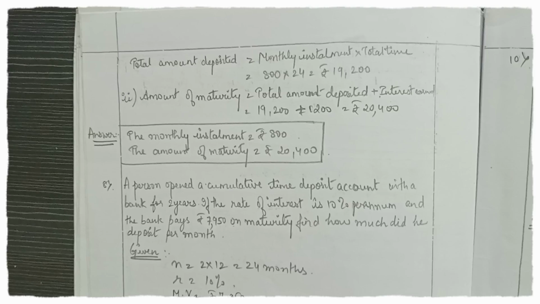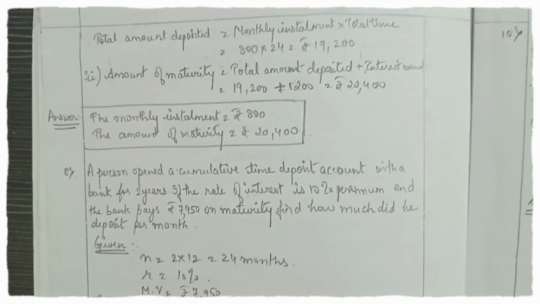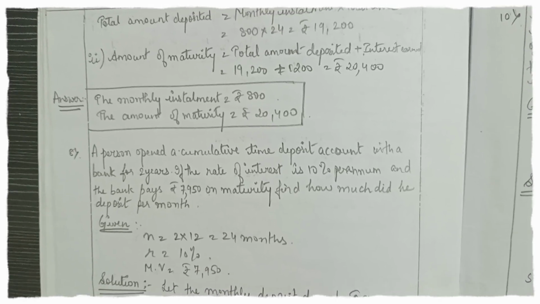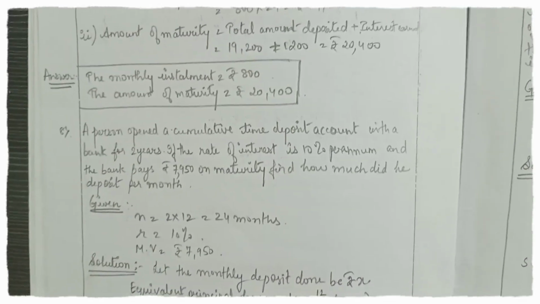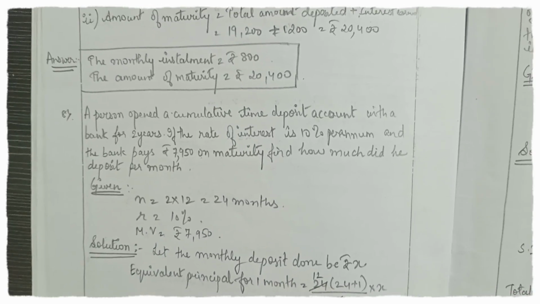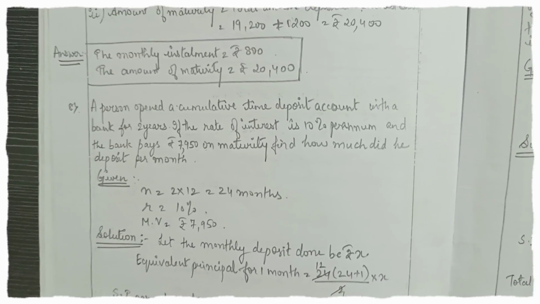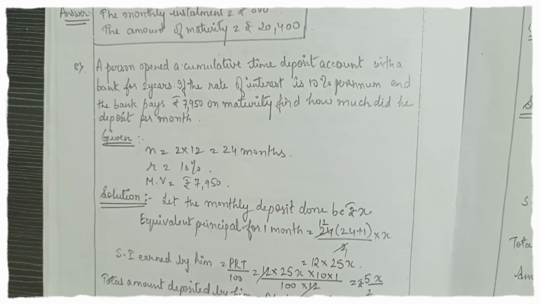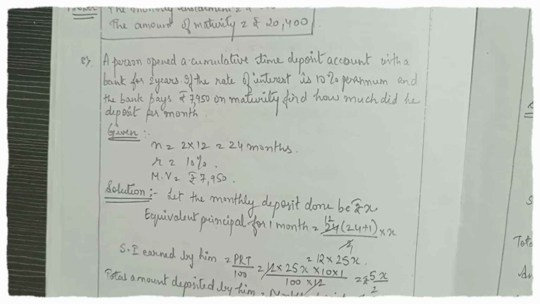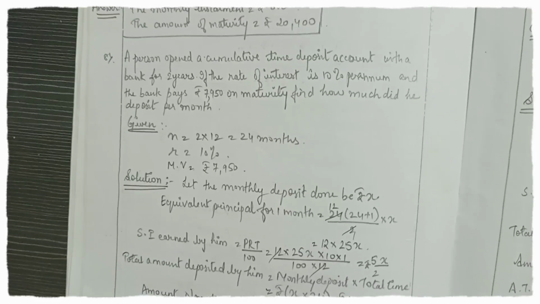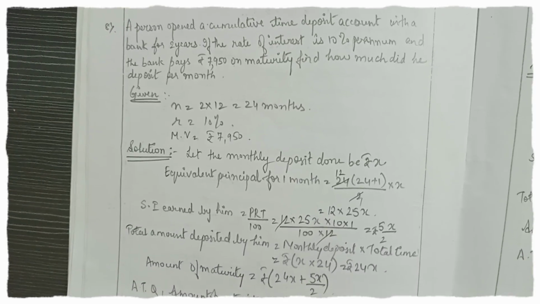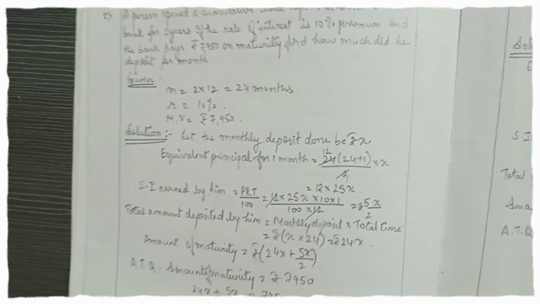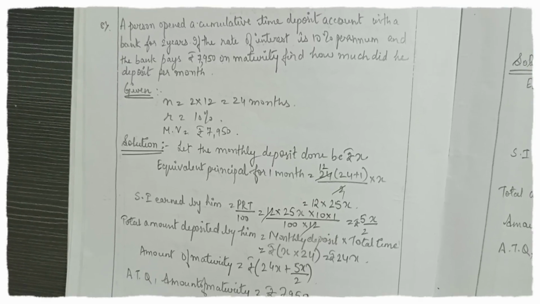Amount deposited is again equal to monthly installment into total time, that is 800 into 24, which will give you rupees 19,200. Amount of maturity is total amount deposited plus interest, is equal to 19,200 plus 1,200, which will give you 20,400. Therefore, the answer found is the monthly installment is rupees 800 and the amount of maturity which the person gets is rupees 20,400. Sum number 8.